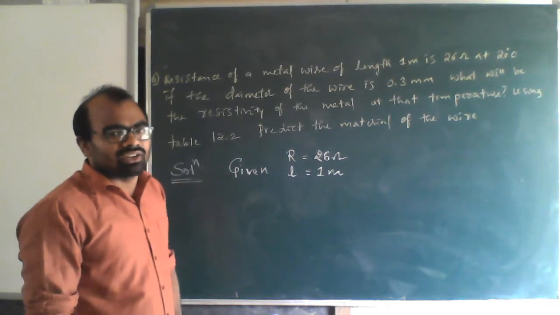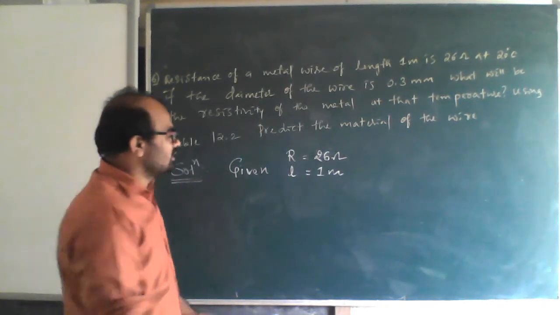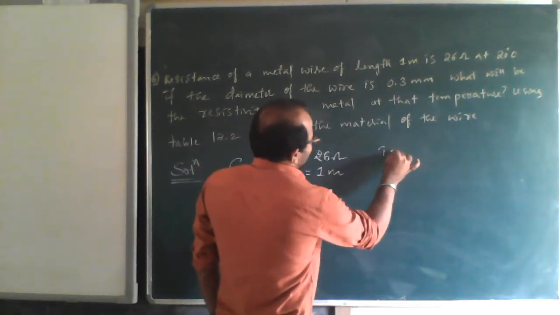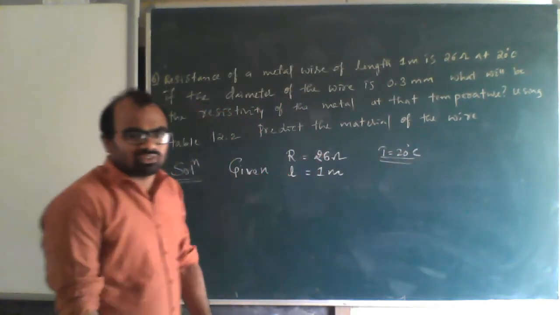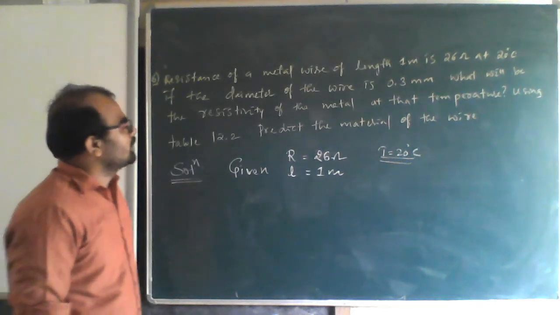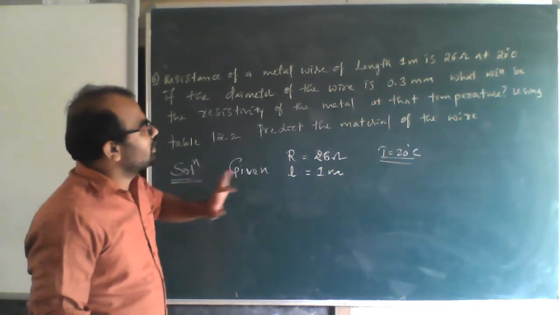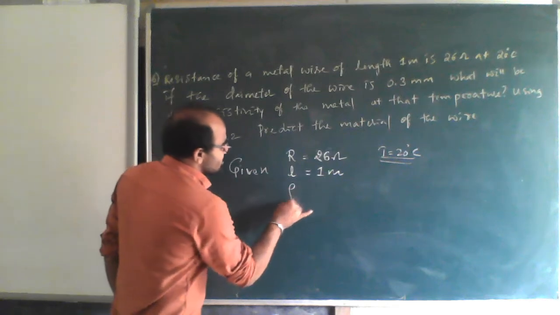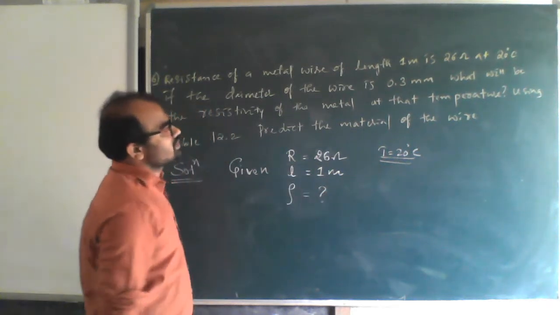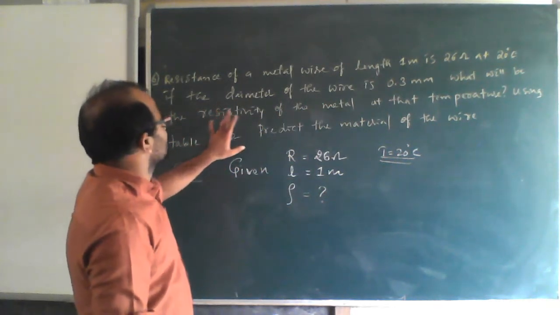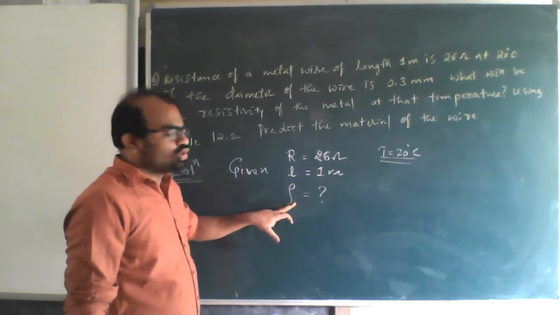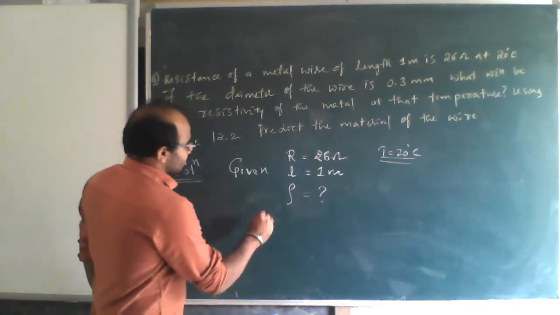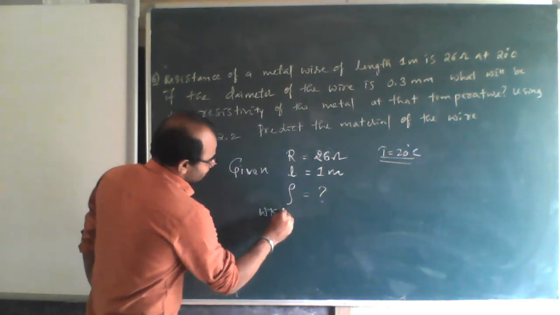The temperature they have given is kept constant, so there is no need to write the temperature. Even if you want to write it, keep it separate. If they have not changed the temperature, it is okay. So R they have given, L they have given. We just need to find the resistivity. They have asked what will be the resistivity of the metal at that temperature. Resistivity means rho.